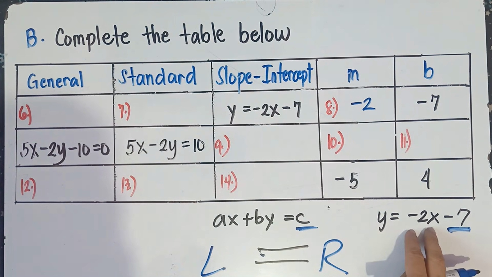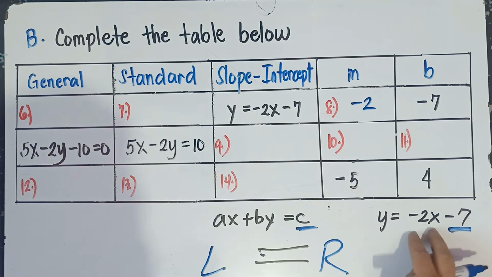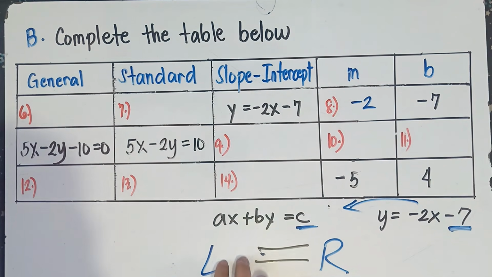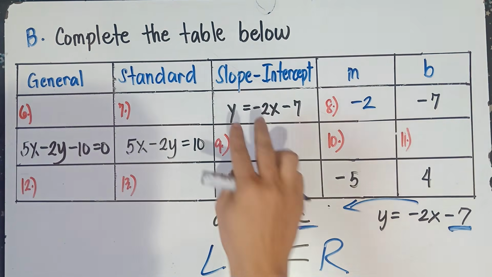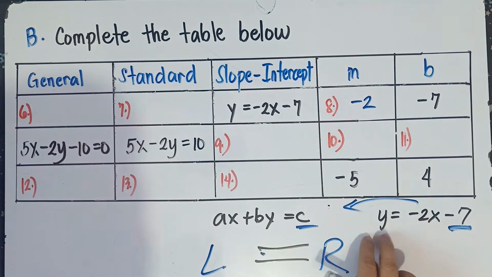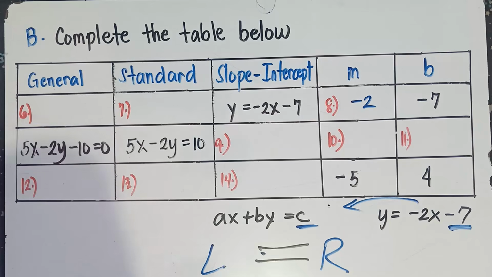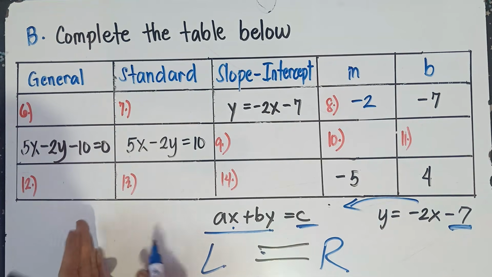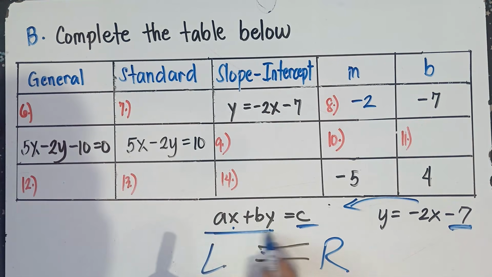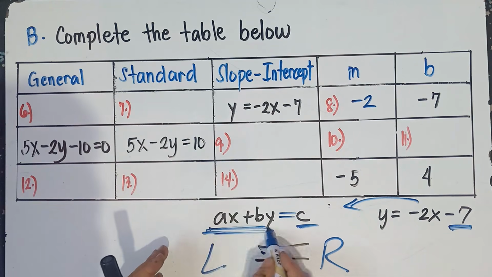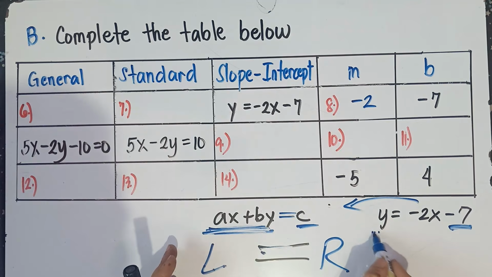Now, since negative 2x is on the right side, we need to transpose negative 2x from right to left, so that we can have this equation. In the slope-intercept form, y is on the left side. And we need to transpose negative 2x from right to left, because in standard form, x and y are on the left side. This is the equal sign, the center part. X and y are on the left side, so y is on the left side already.